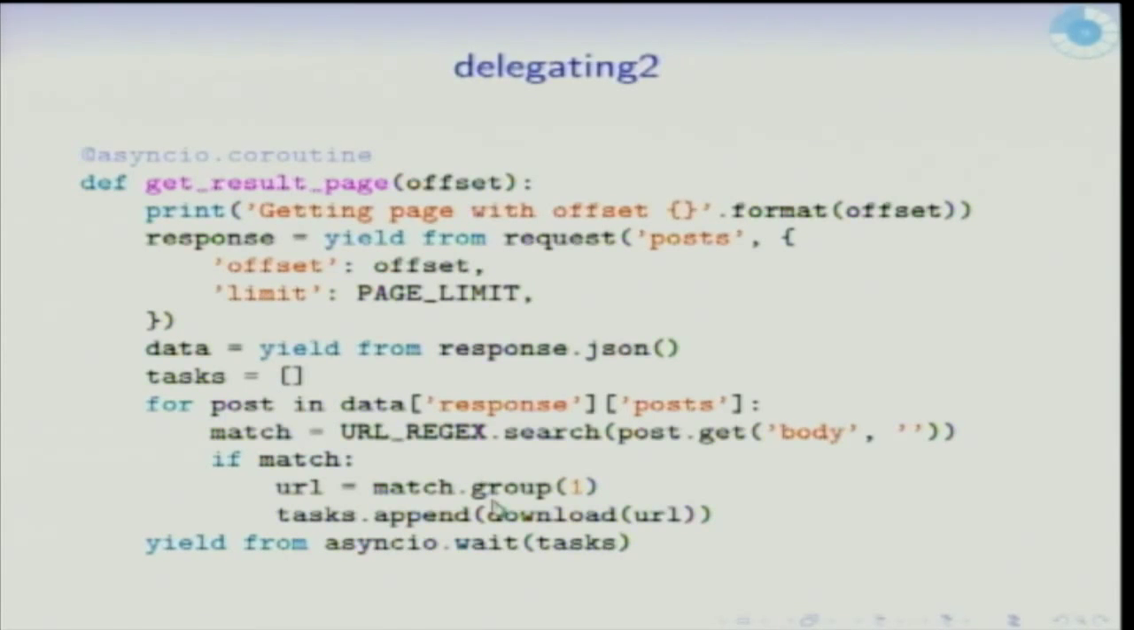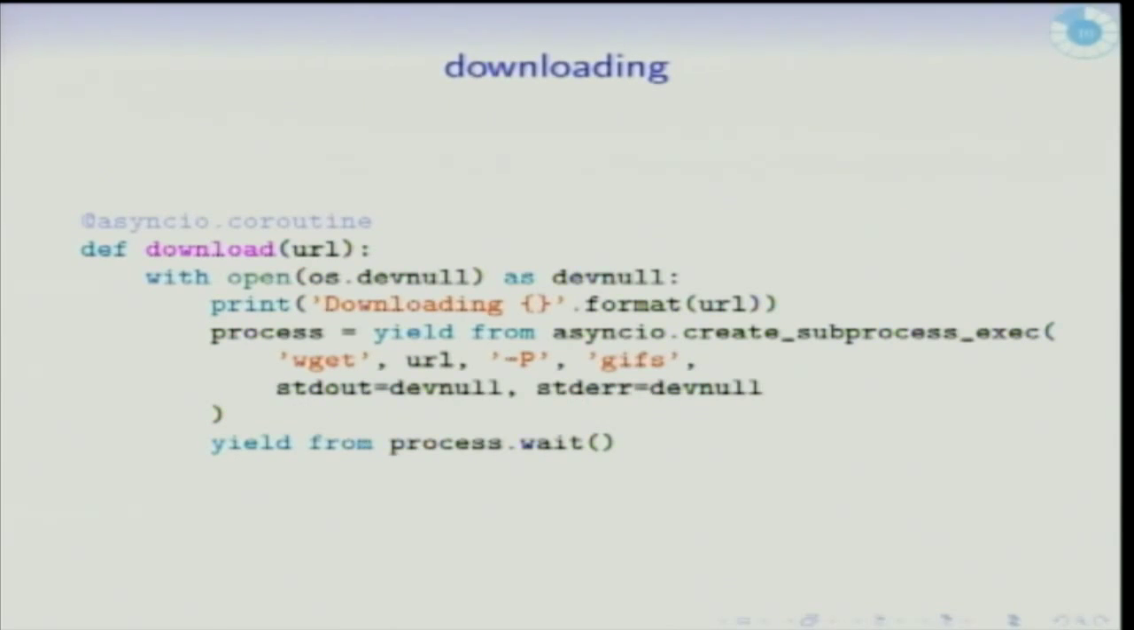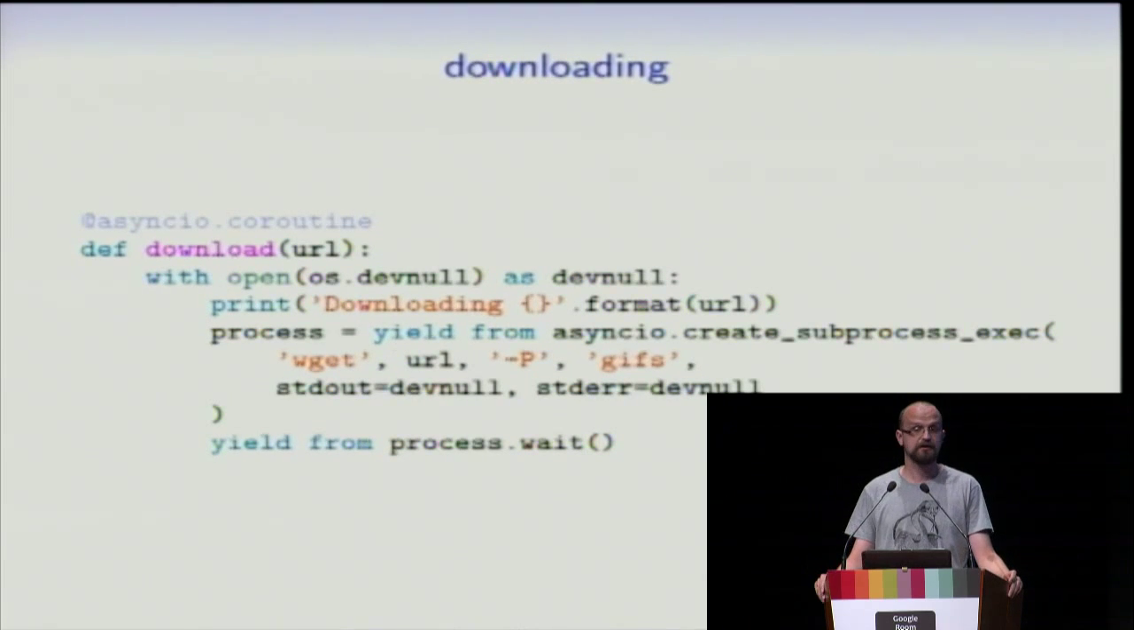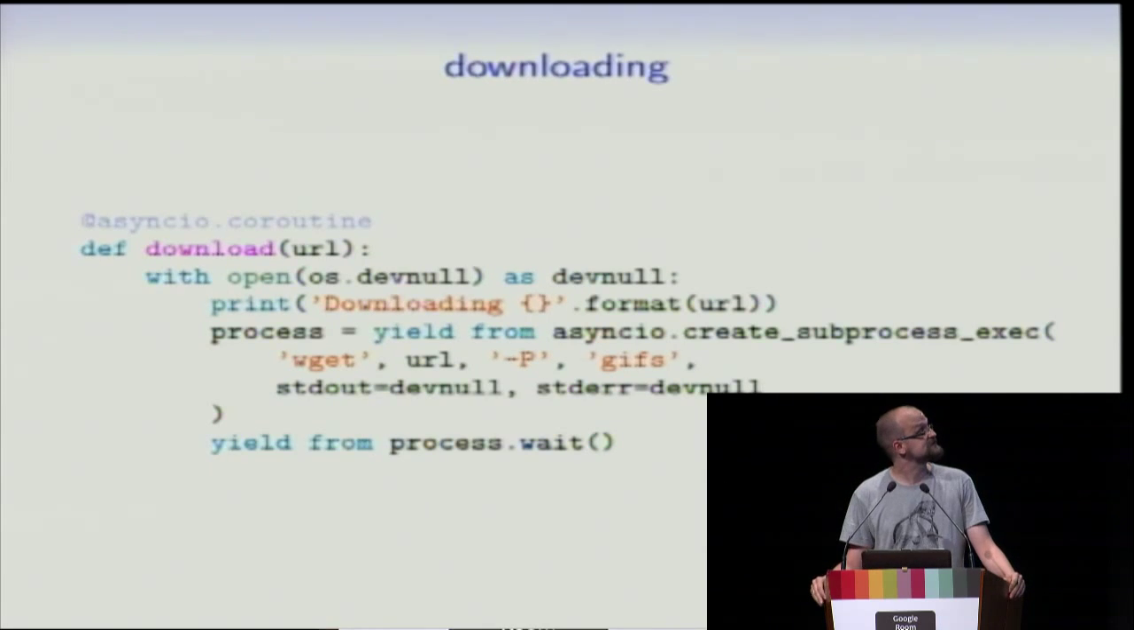In the same fashion, for every page, we delegate the tasks for all the pictures there, where we can see the URL of the picture. If we want to download some picture, we don't have to use aiohttp. We can, for example, use some external console tool like wget, and we can also communicate with other processes with asyncio like this.